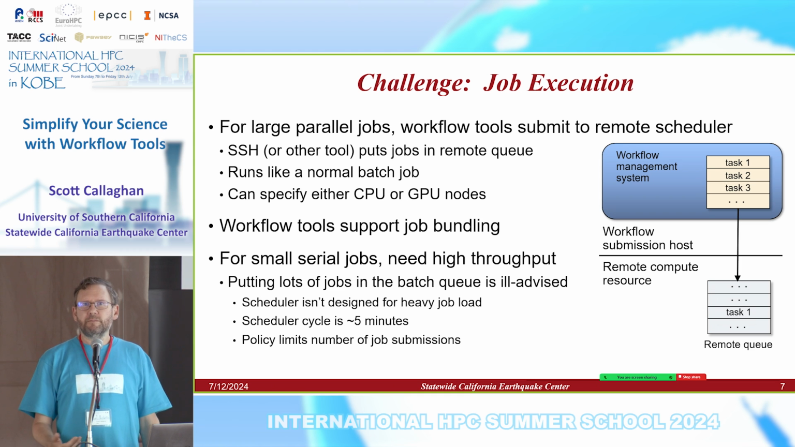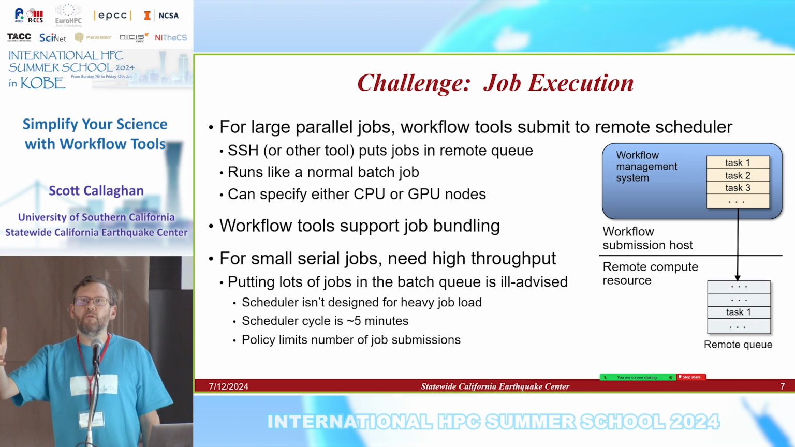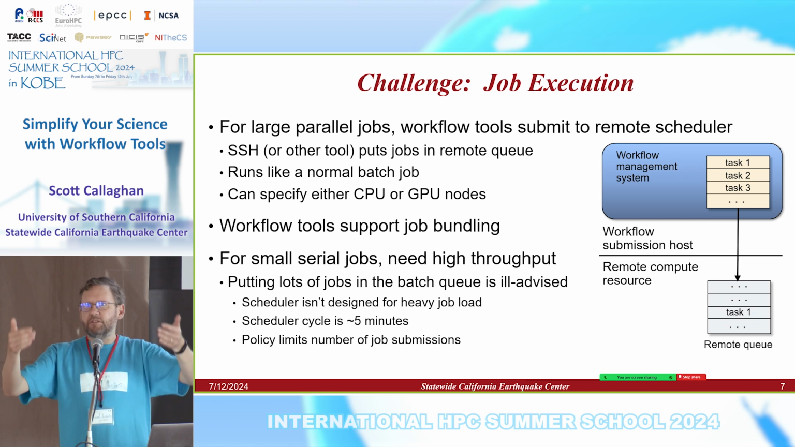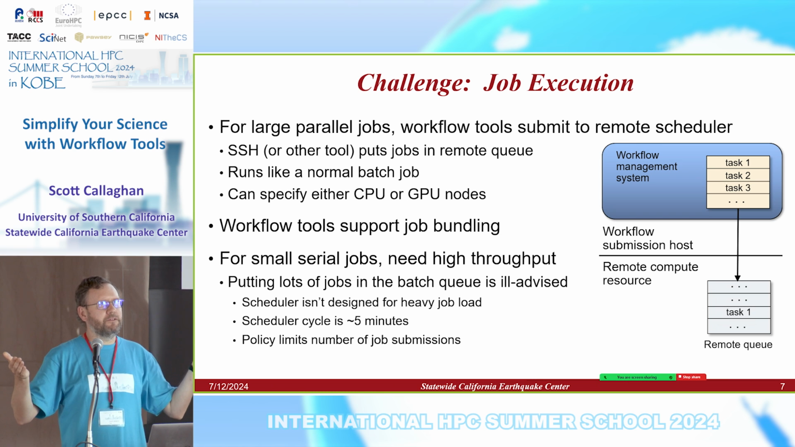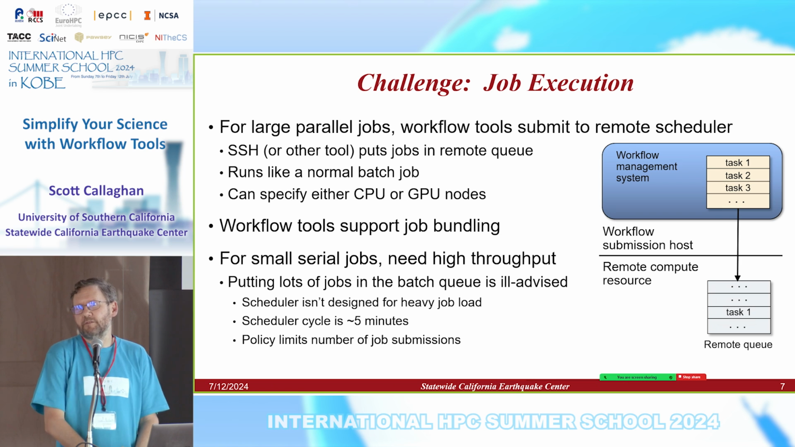For large parallel jobs, this is pretty straightforward. The workflow tools submit the job over the network to the batch scheduler, so for example, to the scheduler on Bridges 2. There are a couple of different tools that use different things, but basically most of them use some variant of SSH. And so it just puts the job in the queue. It waits its turn like a normal job that you might submit using sbatch, starts up, runs, executes, and when it finishes, the workflow tool gets the exit code and figures out if it completed successfully or not.